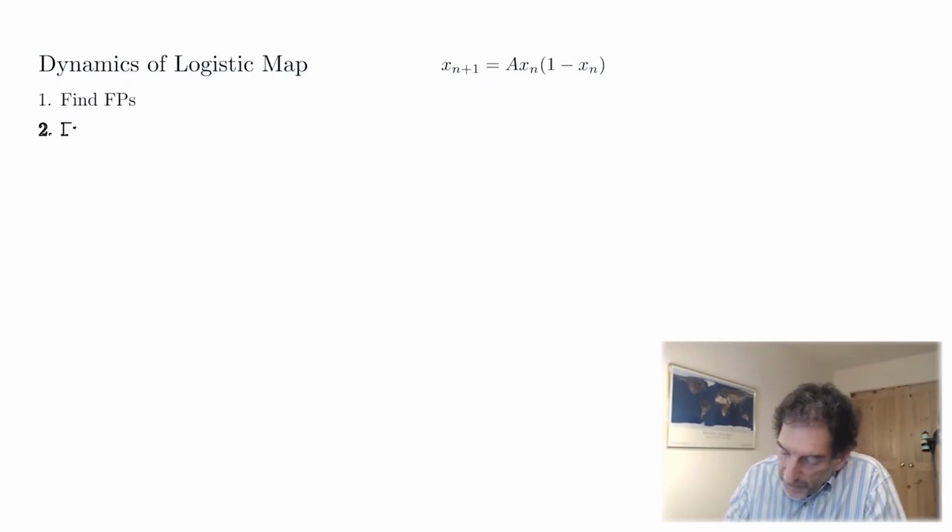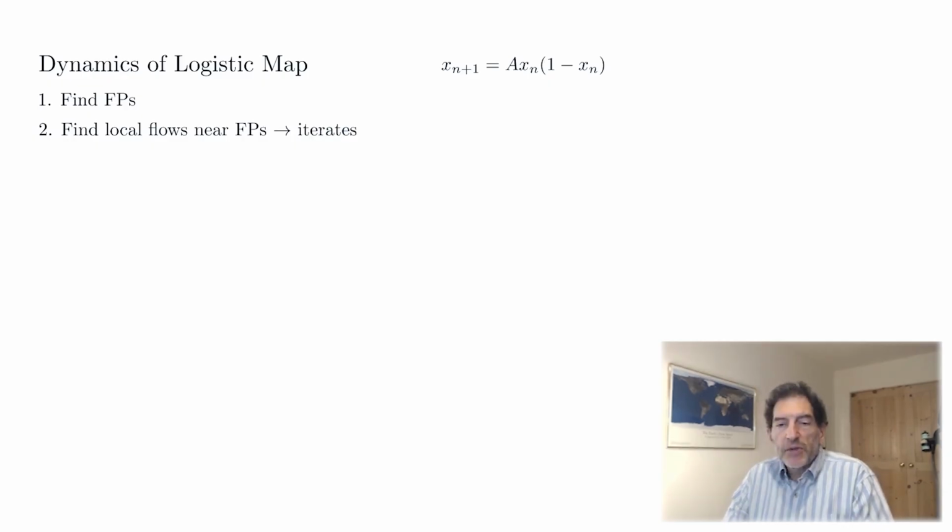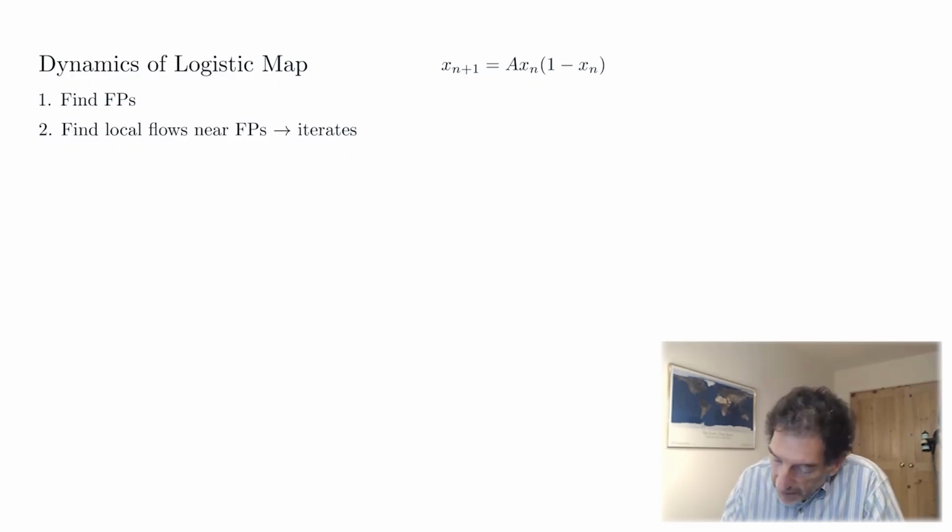Two is we find the local flows near fixed points. But in the case of a discrete map, we don't have continuous flow. What I mean here by local flow in this context is the iterates of the function. That is, we start near a fixed point, we start with some value x_n, we then apply the function to get x_{n+1}, then x_{n+2}. Those are the iterates, and we study how the iterates move when we're near a fixed point. And finally, three is that we infer the global flow.